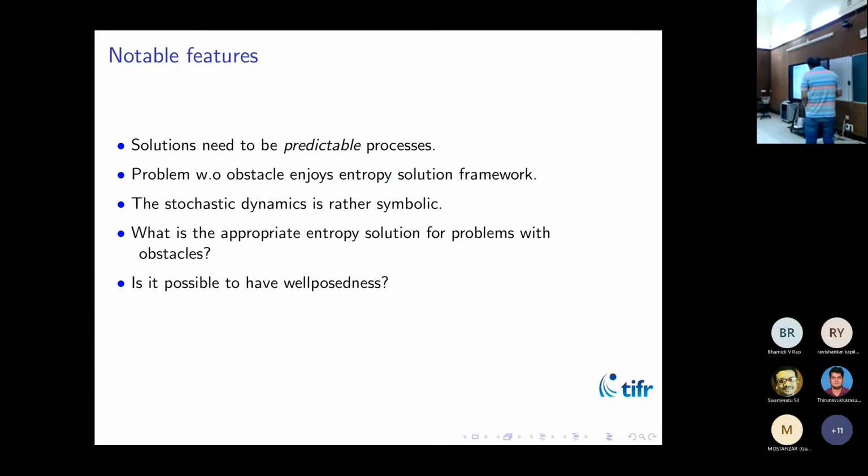Now for the problem with obstacle, the trouble is that the stochastic dynamics is just symbolic, right? You cannot really say that, okay, fine, at this point it is away from the obstacle, therefore all these partial derivatives should take this value. No. That sort of approach does not make sense, okay? So therefore, what is going to be the appropriate formulation for the obstacle problem with the presence of noise, okay? And of course, with the formulation.